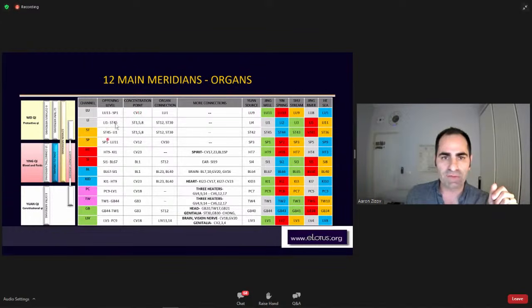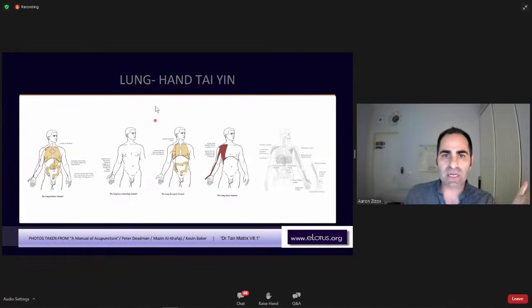Okay, and so on. I said that for all the yang meridians, the organ connection will be through stomach 12, except bladder, which is the only yang meridian that has its own way of penetrating the organ, with bladder 23 and bladder 40. But all the rest of the yang go through stomach 12 to penetrate to the organ. Then we started talking about the 12 main meridians.